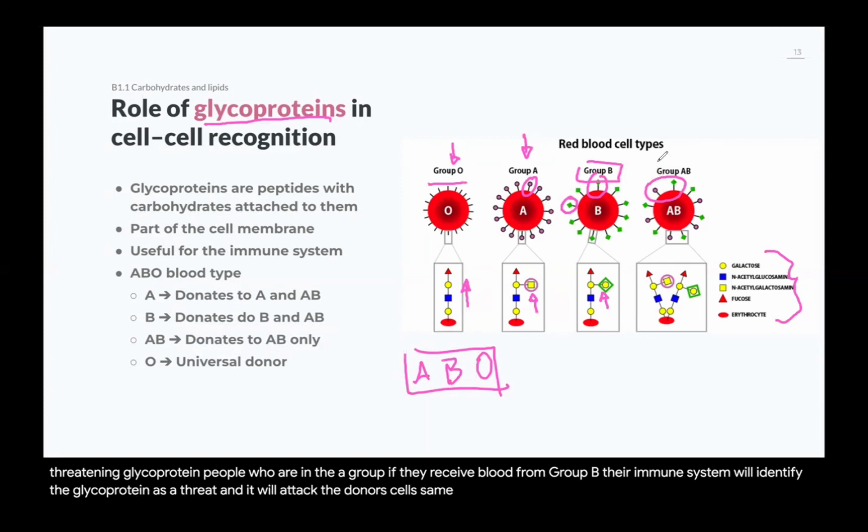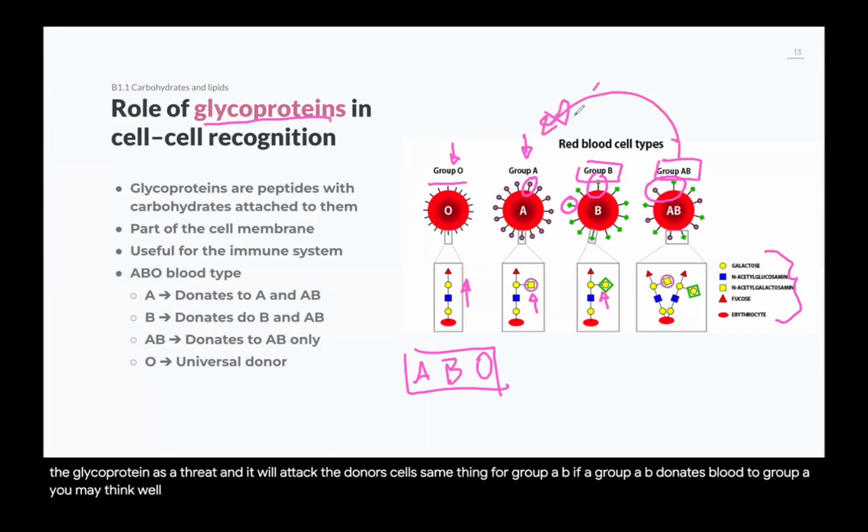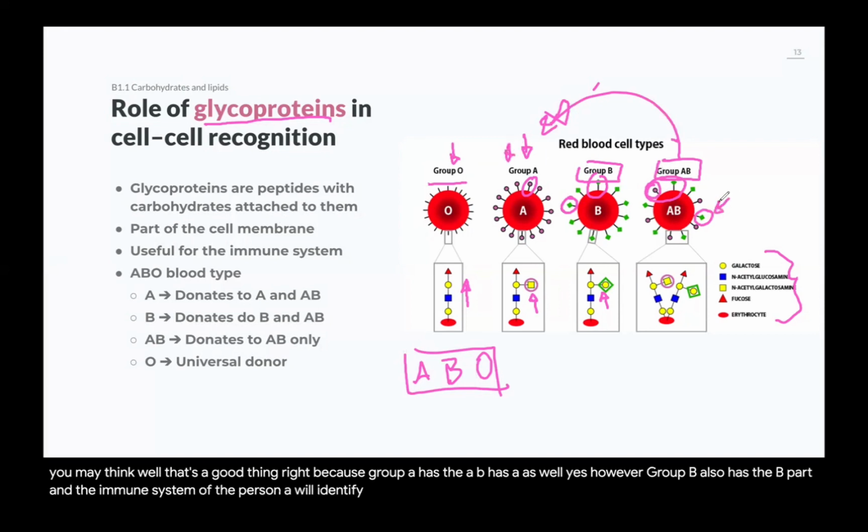Same thing for group AB. If a group AB donates blood to group A, you may think, well, that's a good thing, right? Because group A has the A, AB has the A as well. Yes, however, group AB also has the B part, and the immune system of the person with A will identify the B glycoprotein as a threat and will attack the blood anyway.